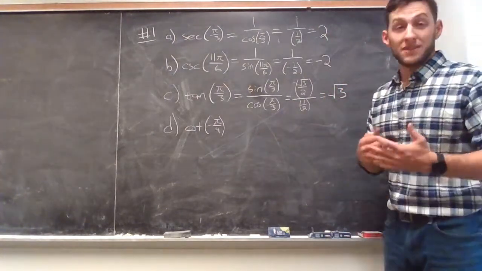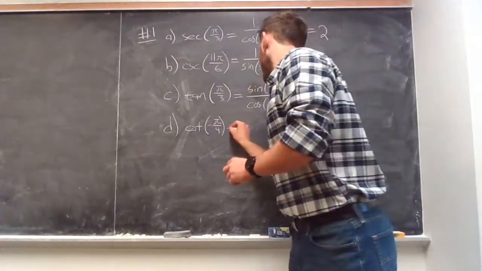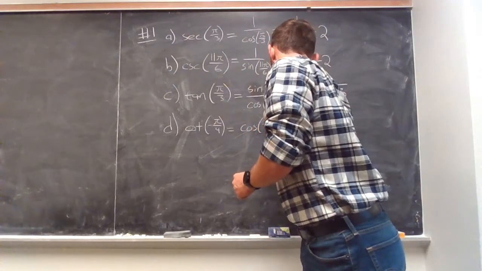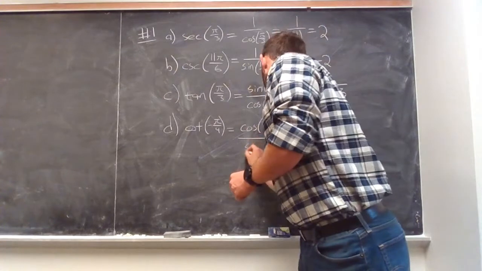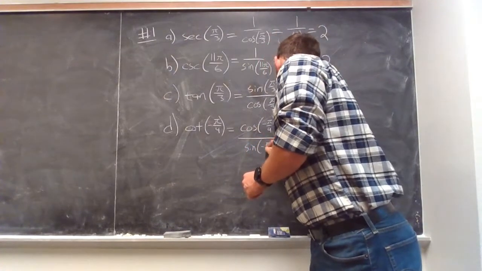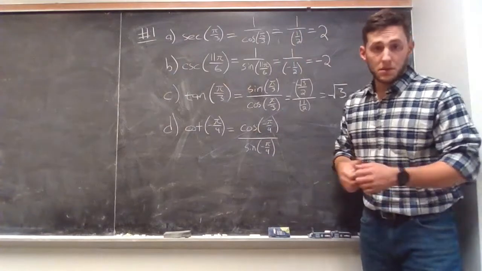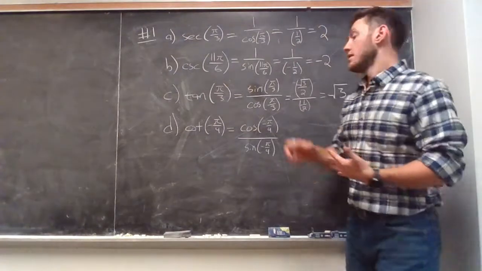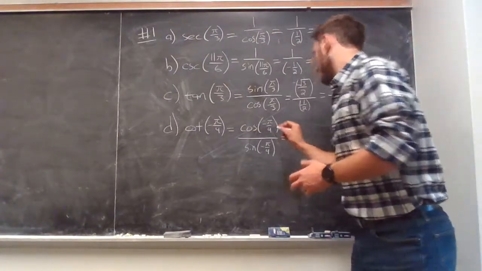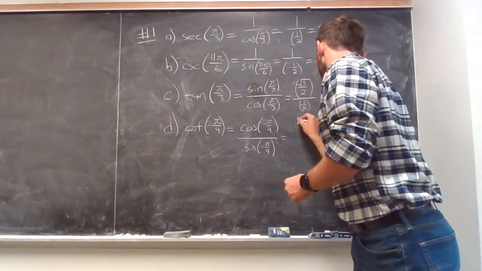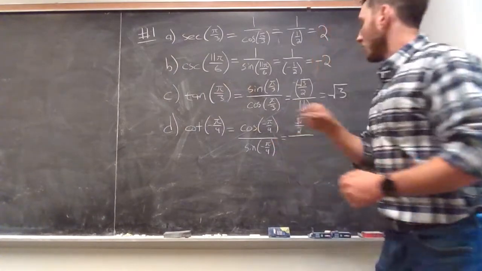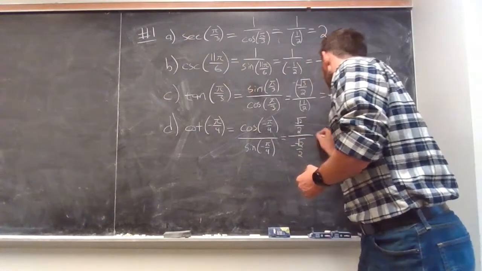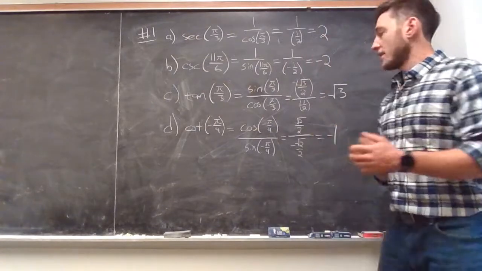Last but not least, cotangent of negative pi over 4. Well, cotangent is cosine divided by sine. Now, alternatively, you could use 1 over tangent if you have tangent of negative pi over 4 memorized, and actually in this case that's easier. So 1 over tangent also works, but cosine of negative pi over 4 is positive square root of 2 over 2, while sine of negative pi over 4 is negative square root of 2 over 2, which cancels out to give you negative 1 as an answer.